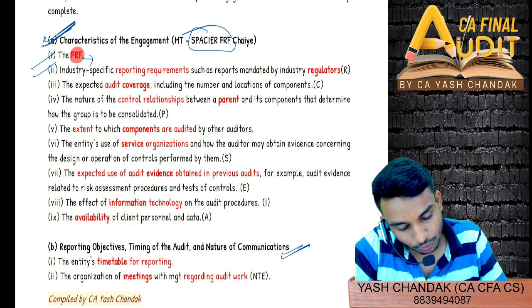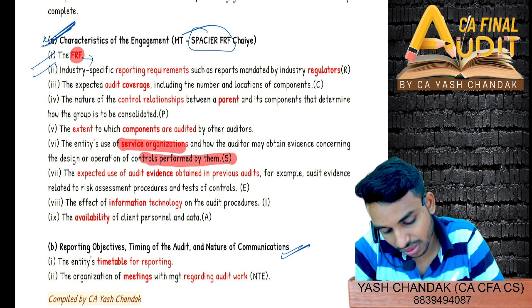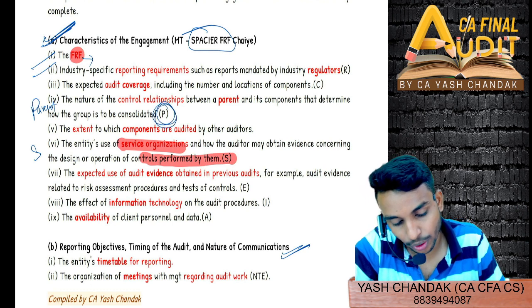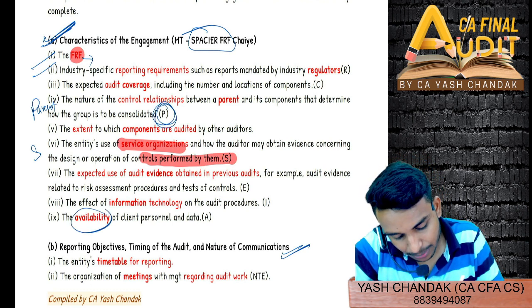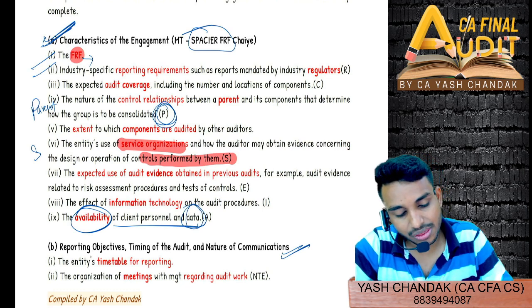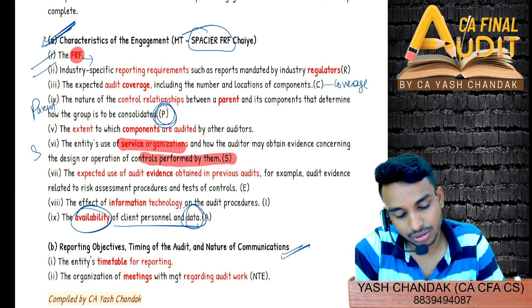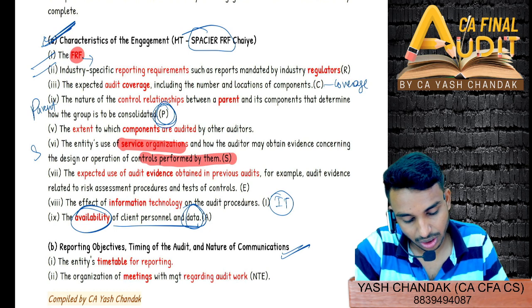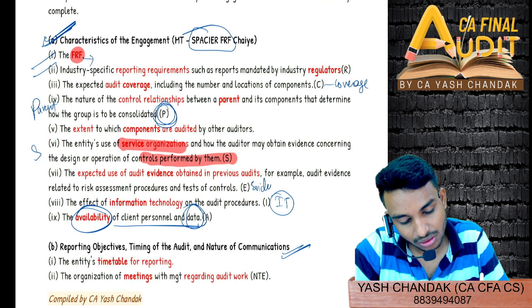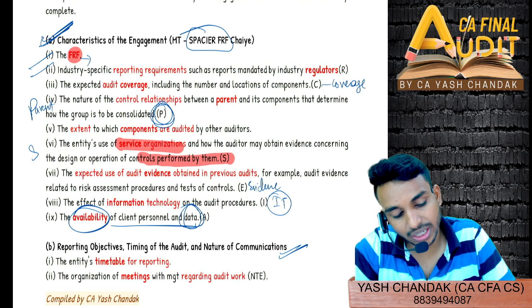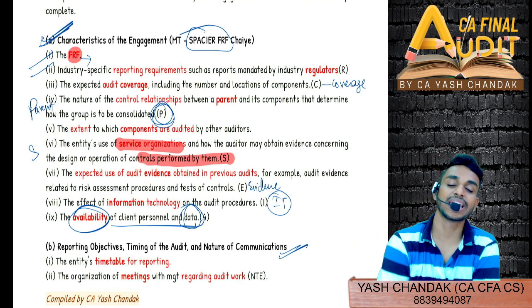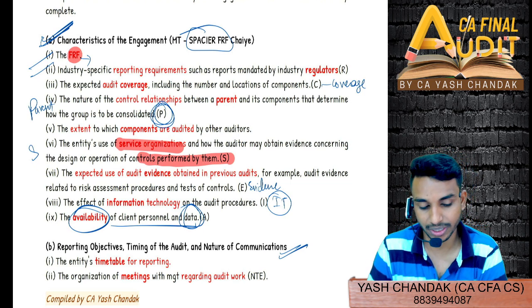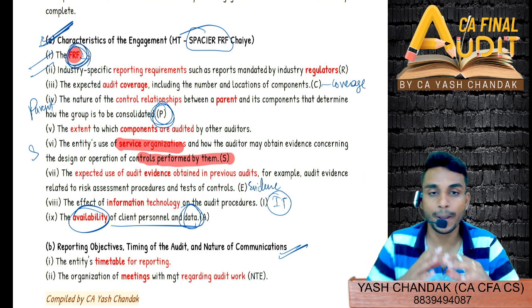S. From S you can see service organization. P for parent. Fourth point, A for availability of data. Then C for coverage. I for information technology. E for evidence. And then R for regulatory reporting requirement, industry specific reporting requirement like LFAR. I gave you the example of LFAR, which is a banking industry specific reporting requirement, and FRF is FRF. So I hope all the points are covered.